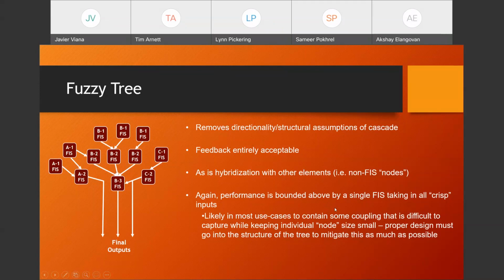Again, performance is bounded above by a single FIS taking in all crisp inputs, but really this offers you so many benefits by being able to deal with those interactions. The reduced rule base is extremely beneficial.